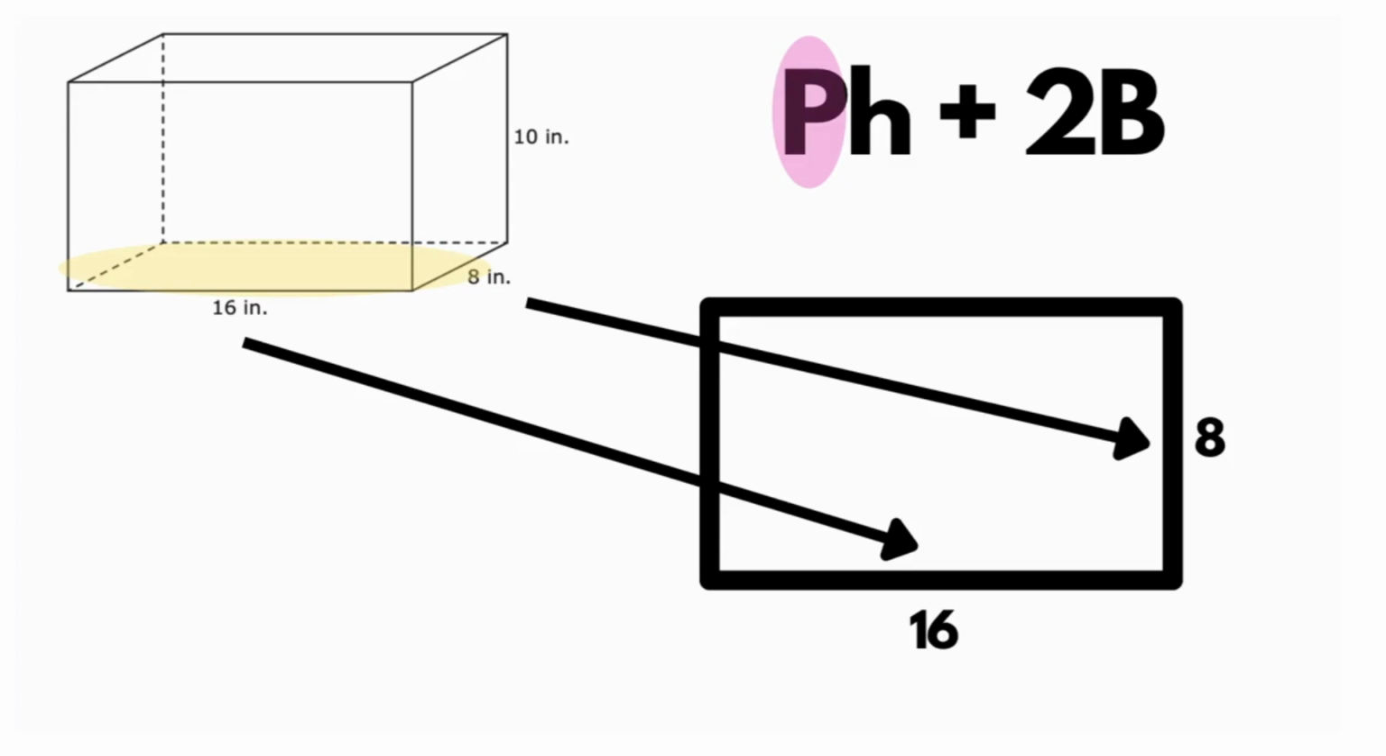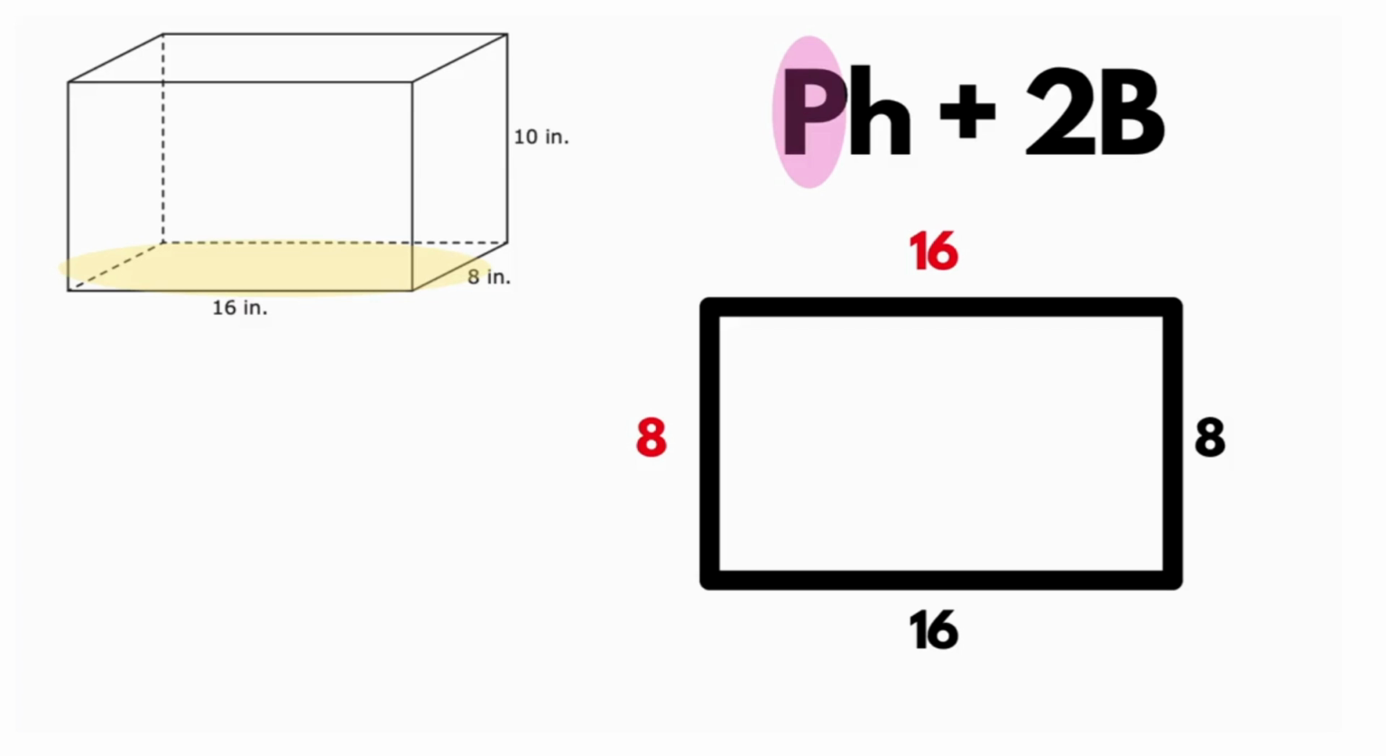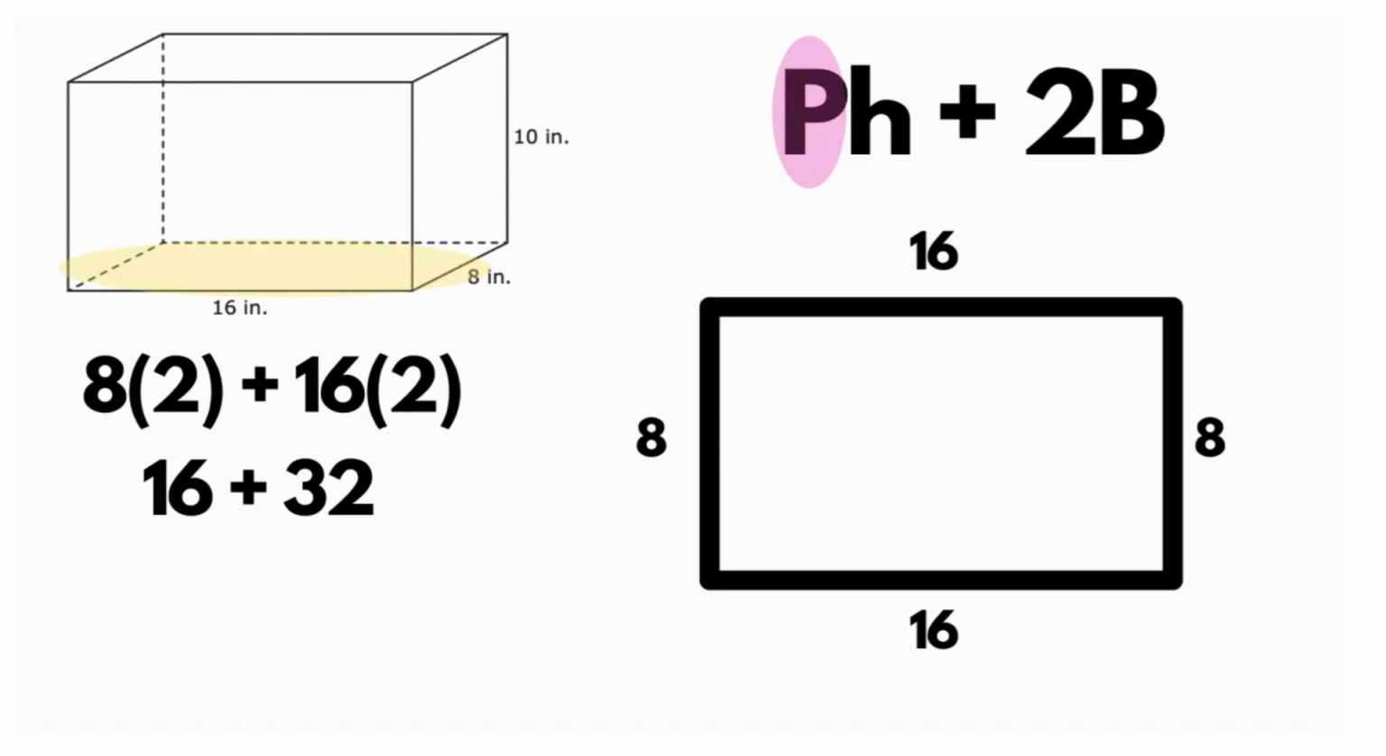Let's draw this out so it looks a little bit easier in a 2D representation. So we put 16 and 8 there. Well, it's a rectangle, so if 16 and 8 are there, there can be 16 and 8 on the other side as well. Now all we have to do is add these up. So let's take 8 twice plus 16 twice. 8 twice is 16, and 16 twice is 32. We'll add those up, and that will give us our capital P, which is 48, our perimeter of the base.